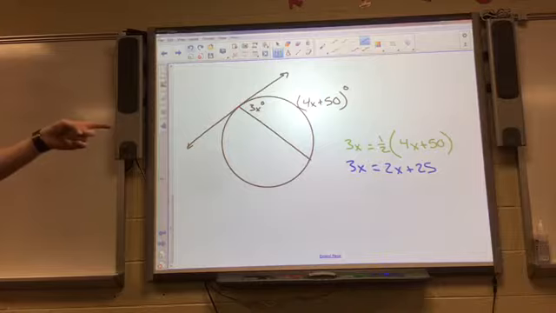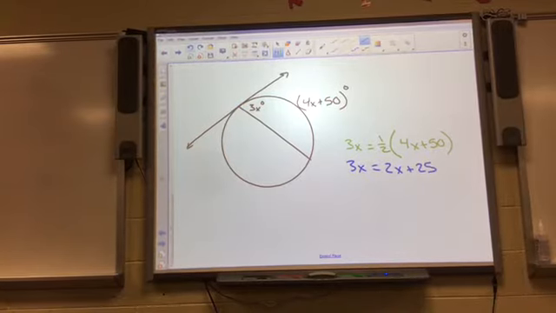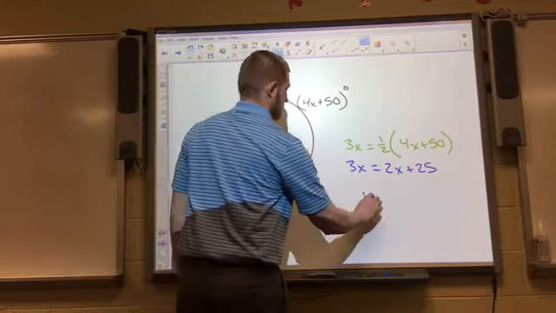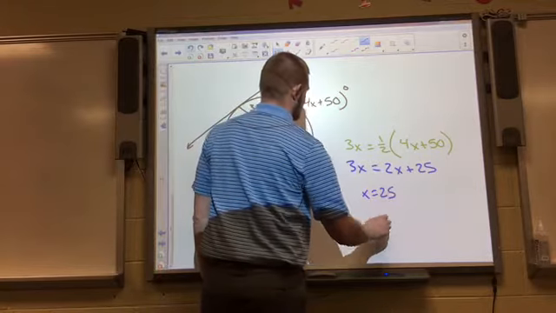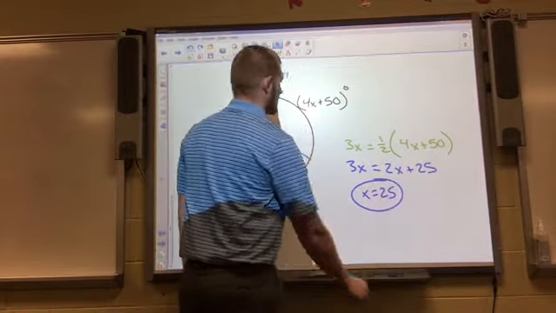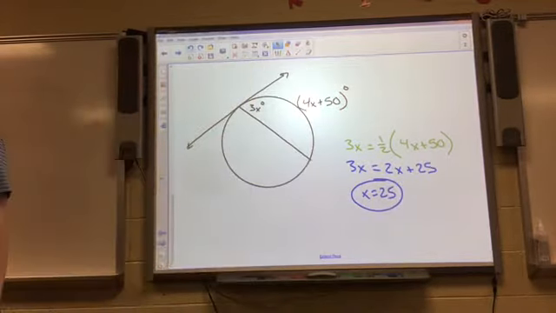So what do I do here? Subtract 2x, and I get x equals 25. If you're just solving for the variable, it's just 25.